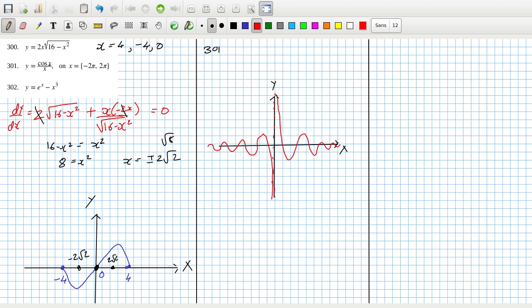You can see the cos x. This would be like pi over 2, and then minus pi over 2, etc. The multiples, with this being in the middle. And yeah, okay. 302.